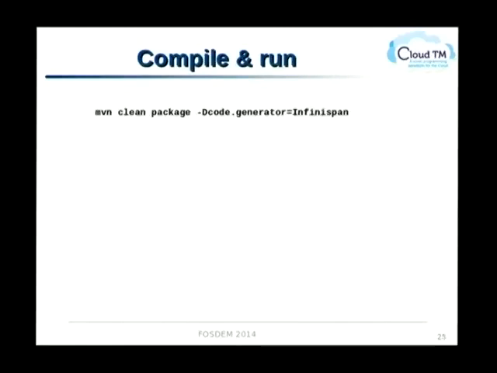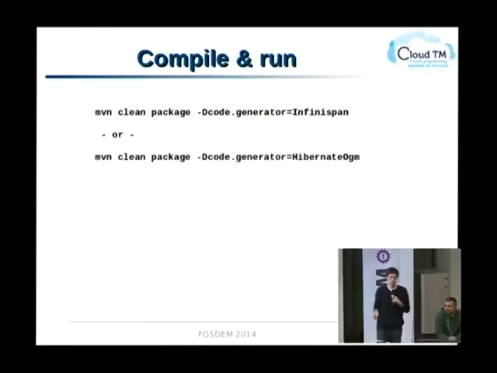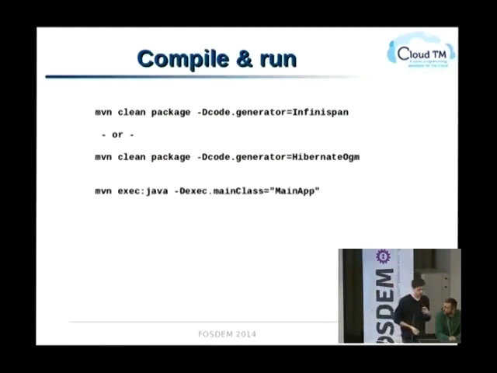So you just build your application with a simple Maven command, specifying the code generator. You might use another code generator besides Infinispan or others that are available. In this case, I put the example of Hibernate OGM. And then you just run it with yet another simple command. And dealing with all the boilerplate of the database distribution and so forth, it's hidden from you.